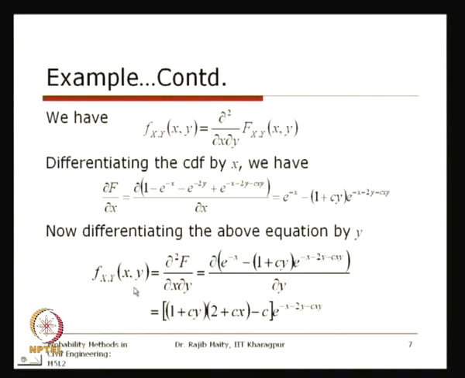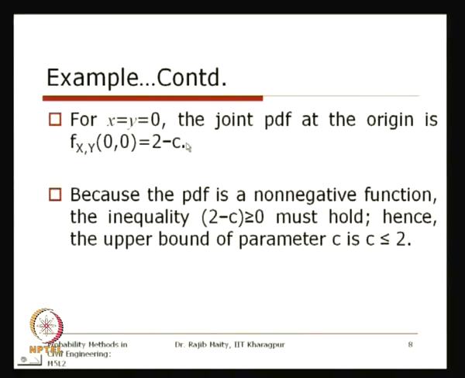Now another property that we have seen is that for all possible values of x and y, this should be non-negative. So this should be greater than or equal to 0. Now you can see that it will have the minimum value at x equals 0 and y equals 0, at the origin. We will check its value there, and from there we will get the upper limit. For x equals y equals 0, the joint PDF at the origin is given by 2 minus c.